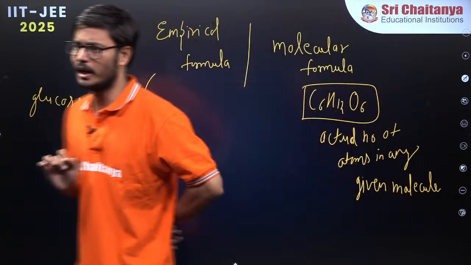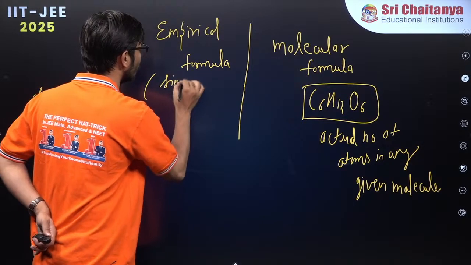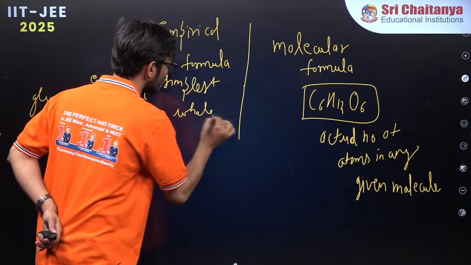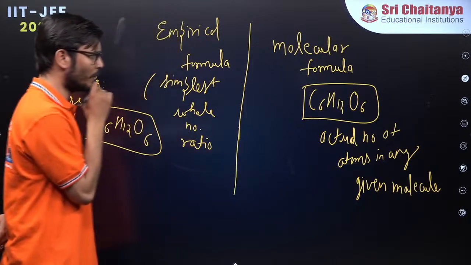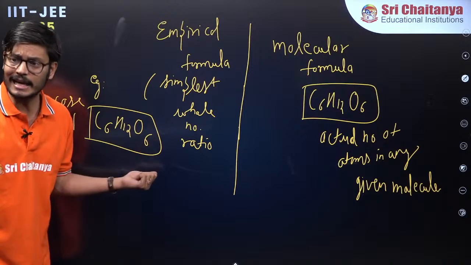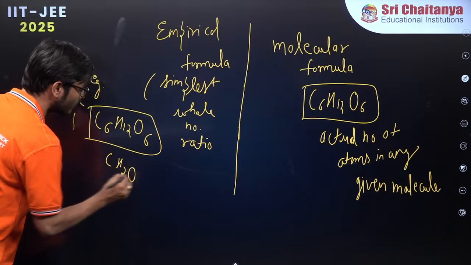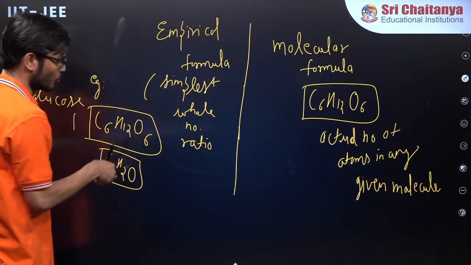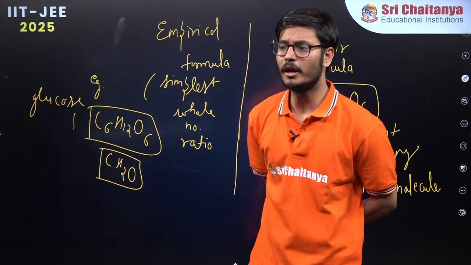What about empirical formula, sir? Tell me empirical formula. So empirical formula is the simplest whole number ratio. What I mean by simplest whole number ratio, if you look at the glucose, can I have a simplest whole number ratio? Yes, I can have. If I divide by 6, this will be CH2O. So this one is the empirical formula of the glucose.